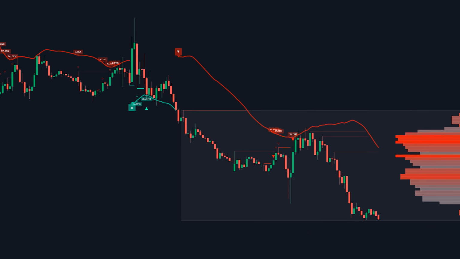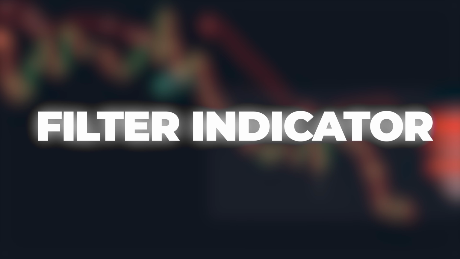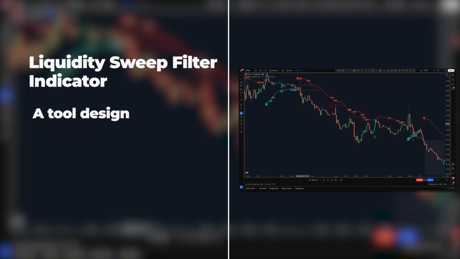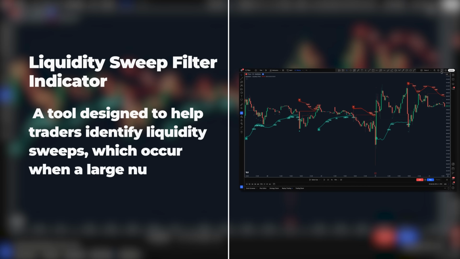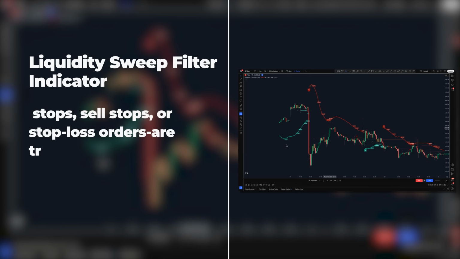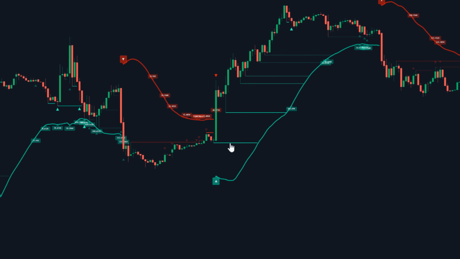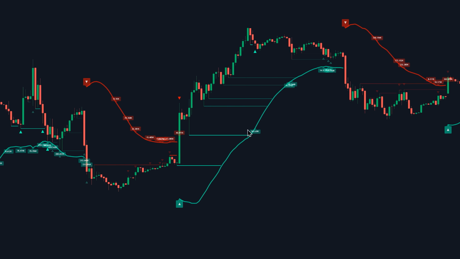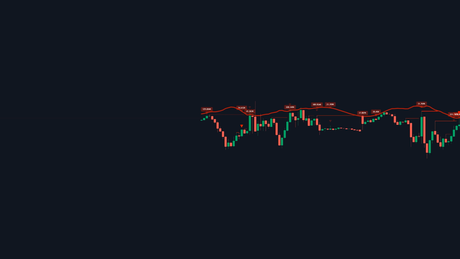Ladies and gentlemen, this is the all-powerful Liquidity Sweep Filter Indicator by AlgoAlpha. It's a tool designed to help traders identify liquidity sweeps, which occur when a large number of orders, typically buy stops, sell stops, or stop-loss orders, are triggered, causing rapid price movement. By detecting these liquidity events, the indicator enables traders to anticipate potential reversals and market structure shifts, making it particularly useful in volatile market conditions.